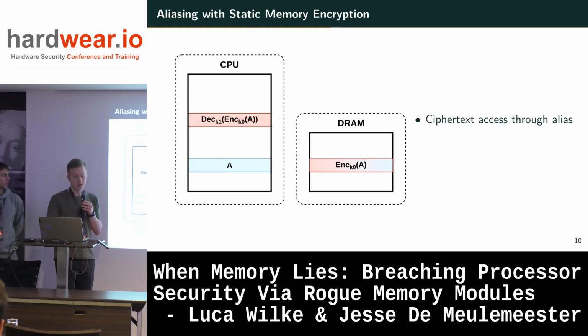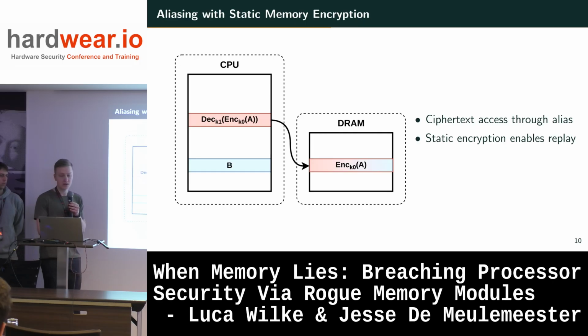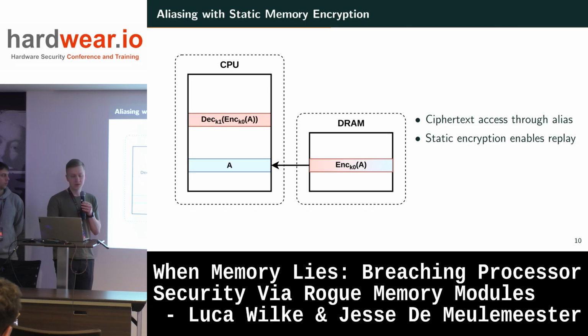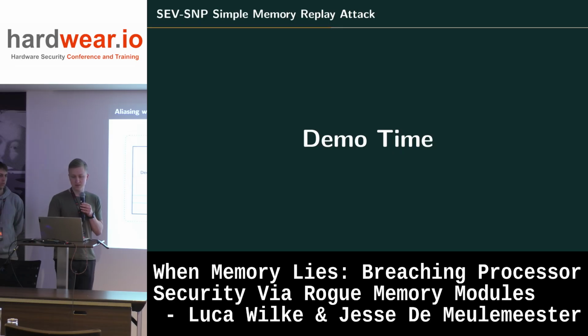And now after some time, the TEE will write a different value to memory, but now we can take our value and replay it, because you can also write. And now, since we don't have any integrity protection in the memory encryption system, this won't be detected on the next access.